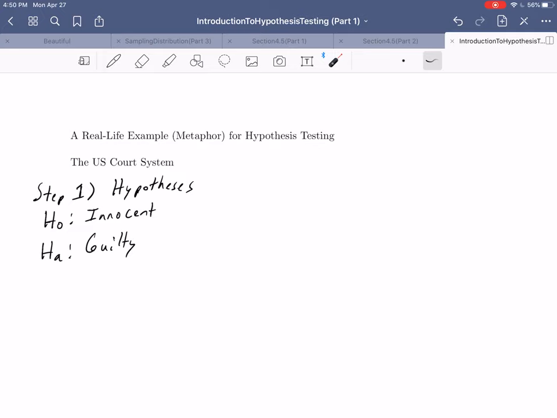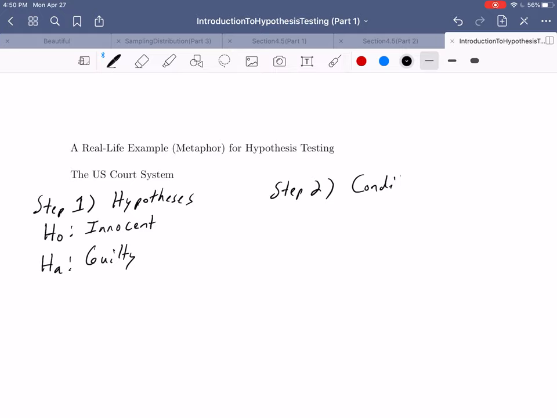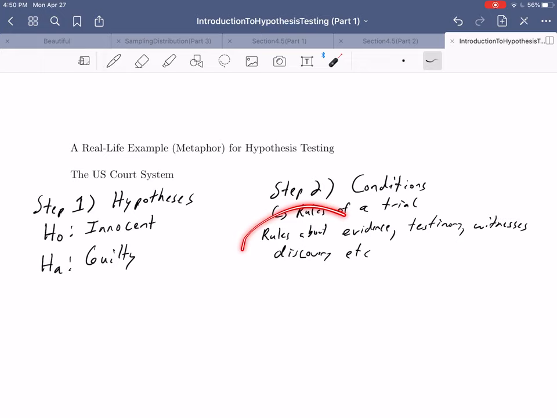Okay, let's go ahead and talk about step two. So step two are the conditions. Now, obviously, in a trial, these conditions aren't statistical, but there still are conditions. These are what we would call the rules of a trial. So there are rules about evidence, testimony, witnesses, discovery, etc.